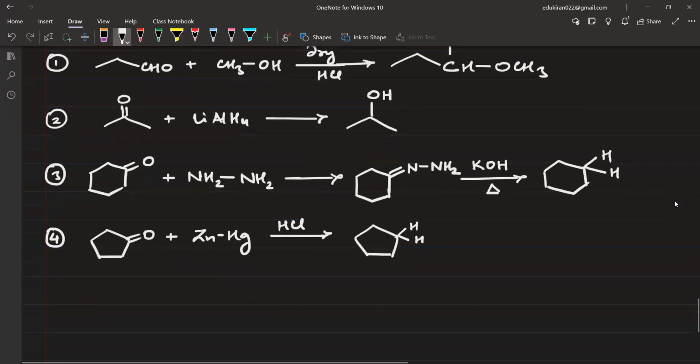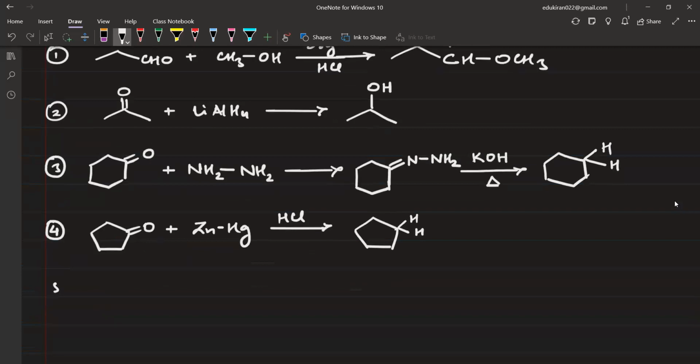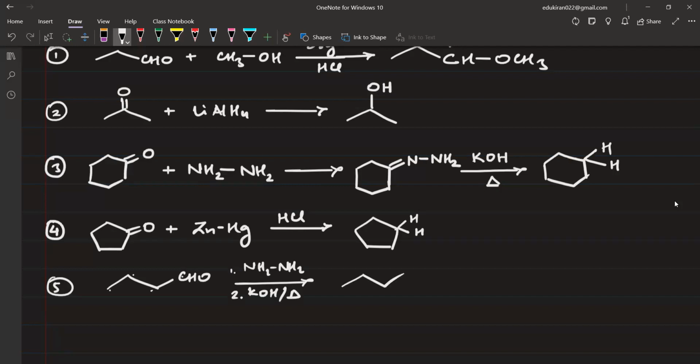But please remember, if you get something like this, NH2, NH2. First step, second step is KOH and heat. Please remember that this is Wolff-Kishner, and 1, 2, 3, 4 carbon atoms. That's it, alkene. All of you understood this fifth one? Yes or no? Please tell me.